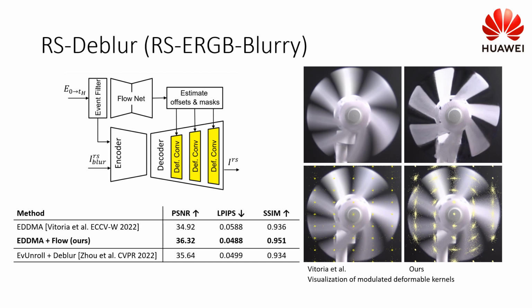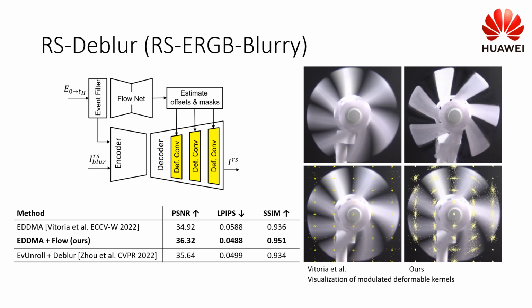In the presence of fast motion, we often also have to tackle blurry frames. For this, we adapted a global shutter event-based deblurring method. While the original method uses raw events to compute offsets and masks for deformable convolutions, we compute the optical flow during the exposure time of the image. Based on this flow, we then predict the offset and masks.